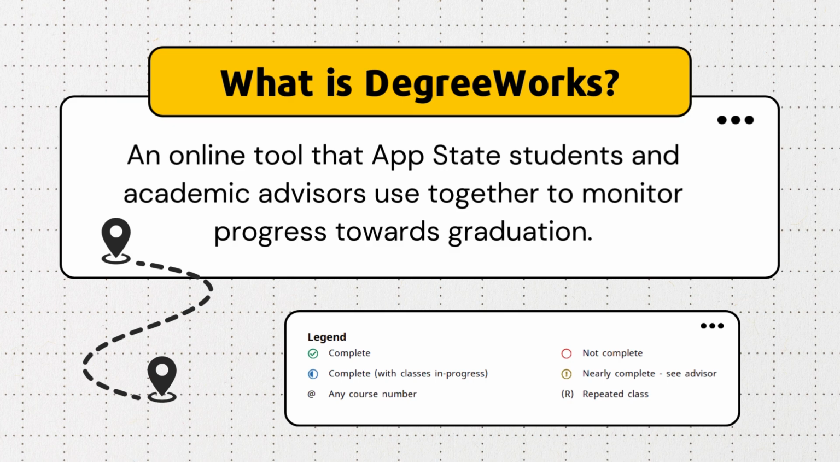DegreeWorks is an online tool that App State students and academic advisors will use together to monitor progress towards graduation. You can think of it as a degree roadmap that will help you plan out your journey and track where you've been.